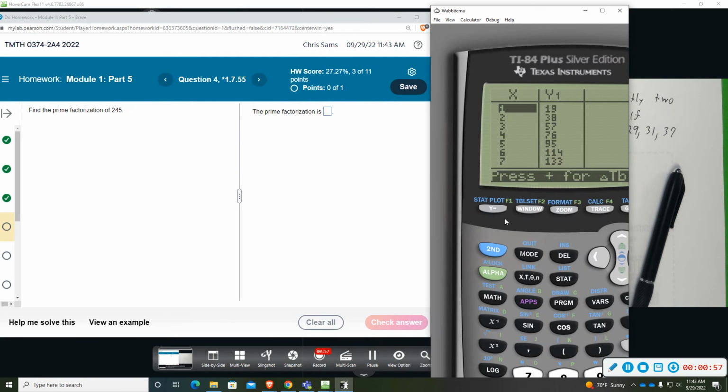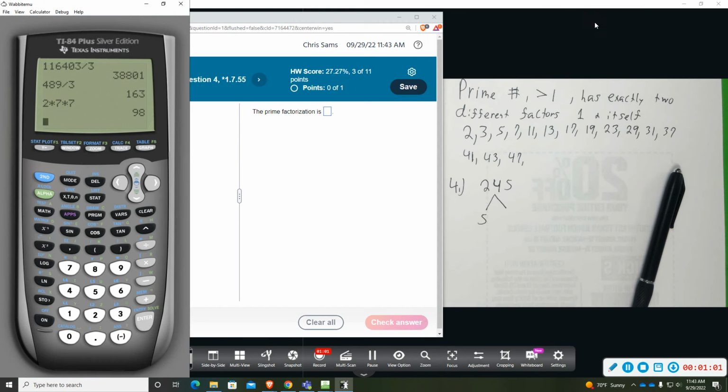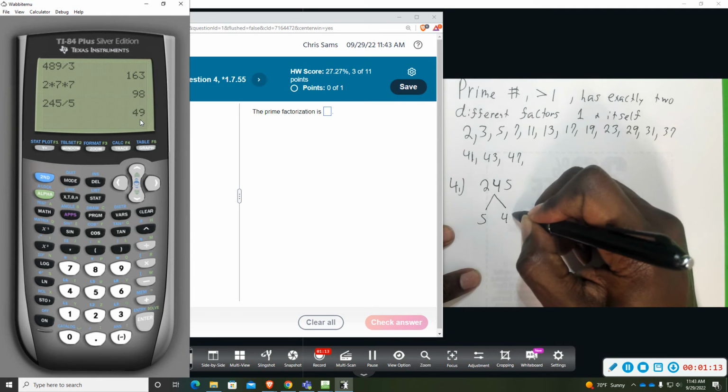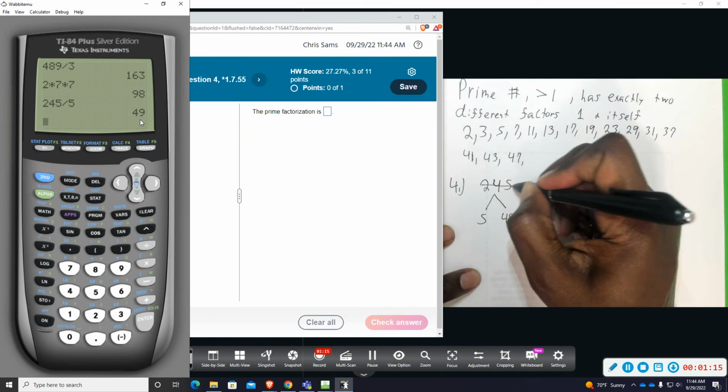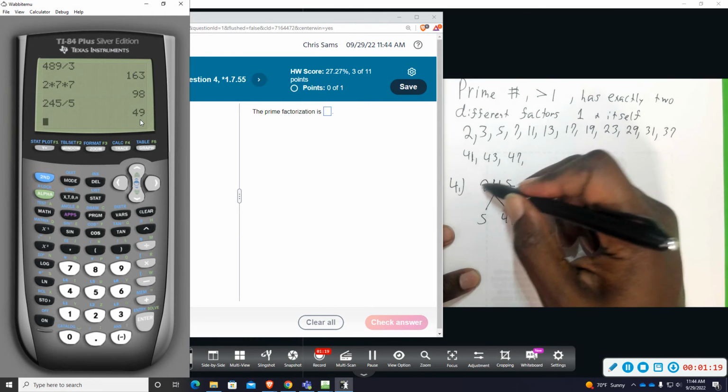All right, so here's my calculator. I'm going to do 245 divided by 5. All right, this is going to give me 49. Okay, so I'm going to write down 49, and then I'm going to scratch this out because 5 times 49 is 245.